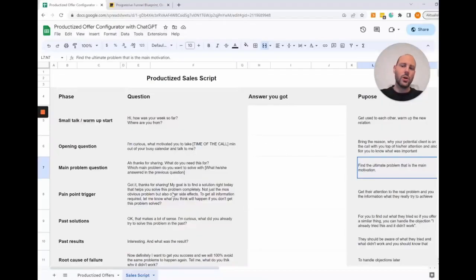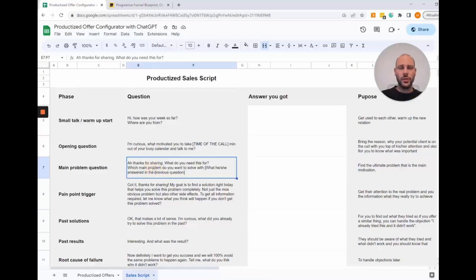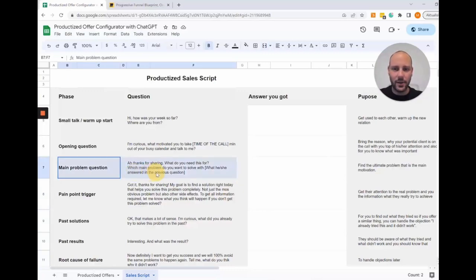And then you go on and you put the pain point trigger. You ask kind of what will happen if you don't solve this problem, right? If you feel with this question, you didn't get them to the real thing they really want to achieve, just ask more. Okay, got it. And why do you want that? And what do you want to achieve with that? And what do you want to do with that, right? So that's the kind of questions you want to ask here.